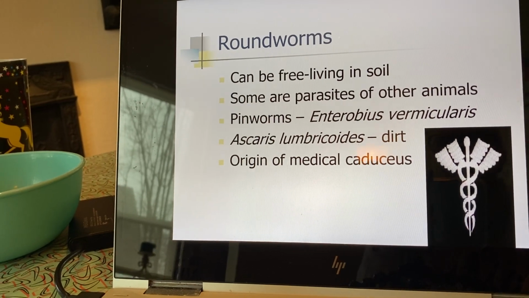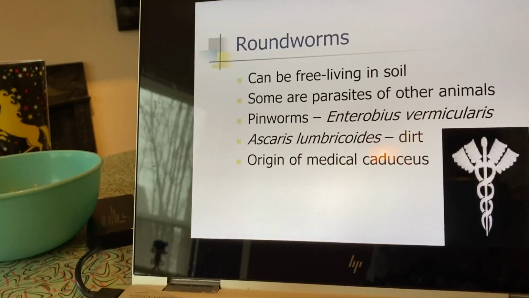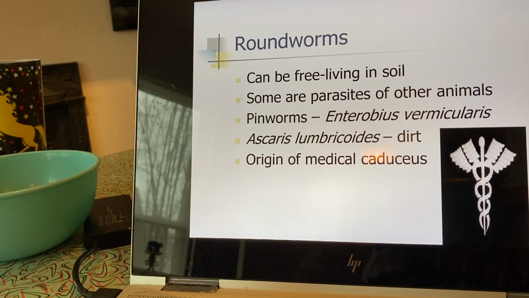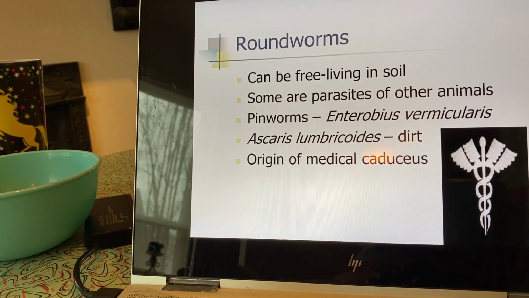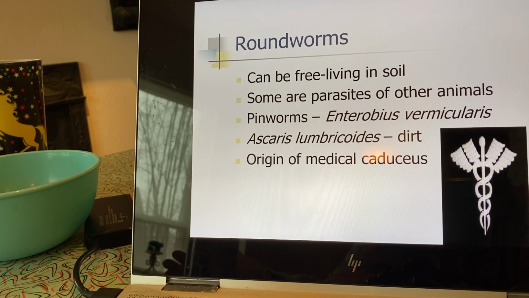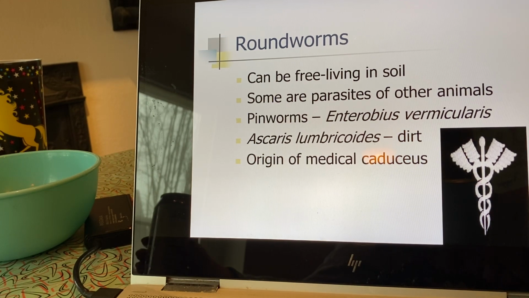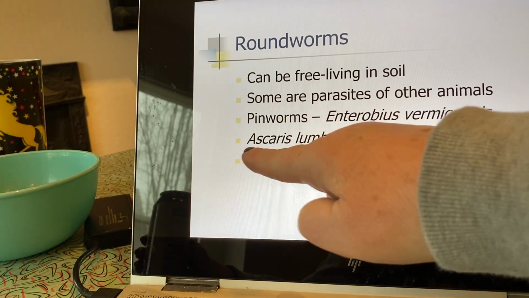Okay, second category are roundworms. And these are probably the ones that, unless you're working in veterinary medicine, you're going to see more often. So once again, you don't have to memorize any of the organisms. I just want to point out that if you see patients with roundworm infections, normally it's going to be this genus, which is Ascaris.